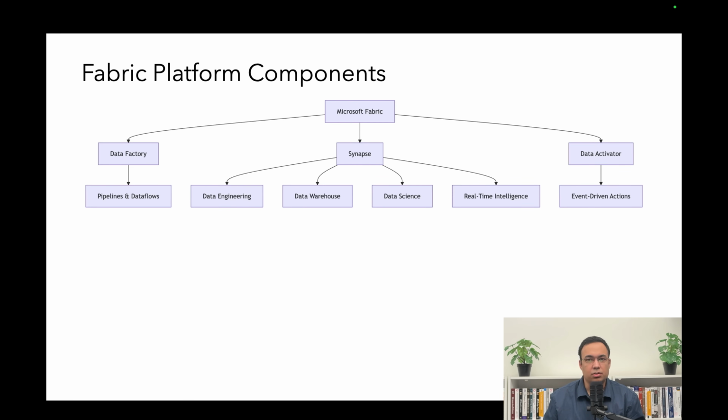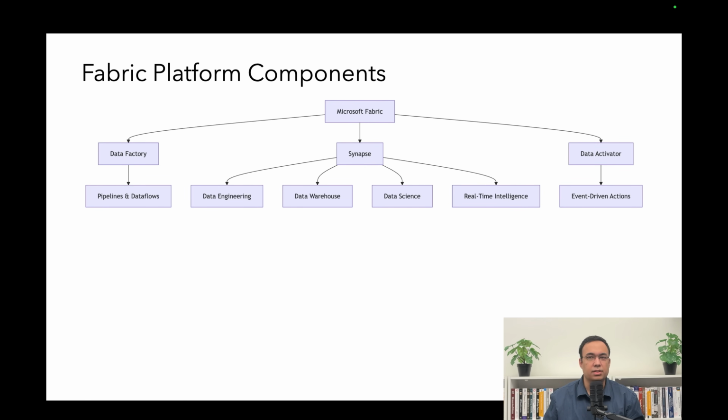At the top level, Microsoft Fabric contains three main areas: Data Factory, Synapse, and Data Activator. Under Data Factory, you get pipelines and data flows. These are your data integration and transformation tools. Pipelines handle orchestration and movement of data, while data flows provide a low-code transformation experience using Power Query.